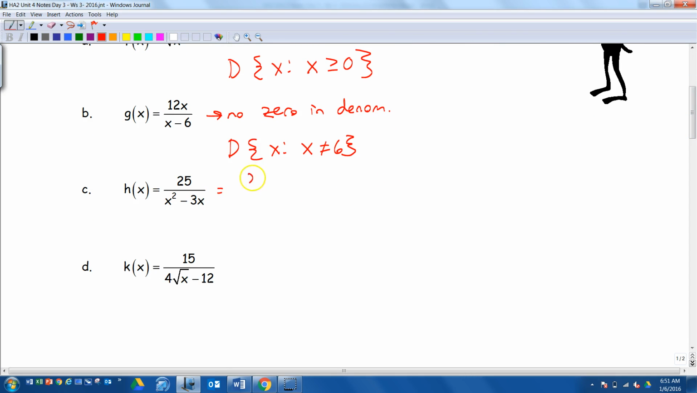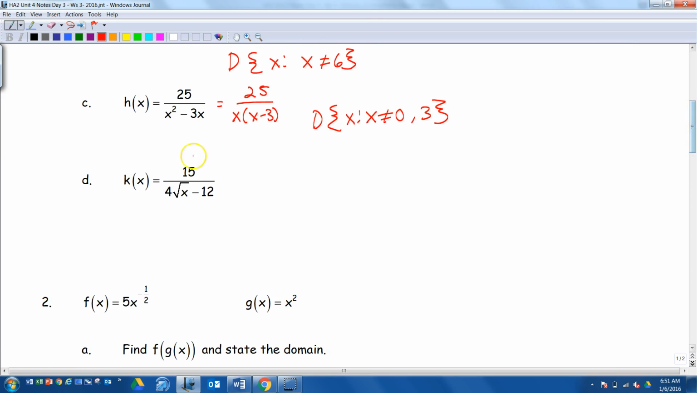Here, before you can say the domain restriction, you should factor to see what it looks like. And again, this is another one where the denominator cannot be 0. 0 won't work, and 3 won't work. So x cannot be 0 or 3.